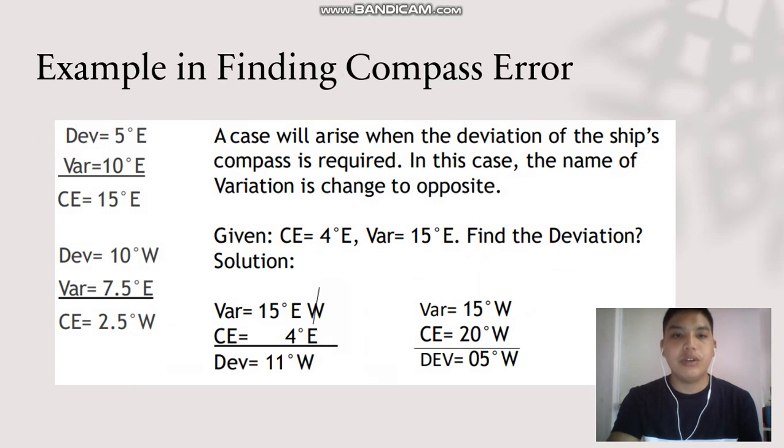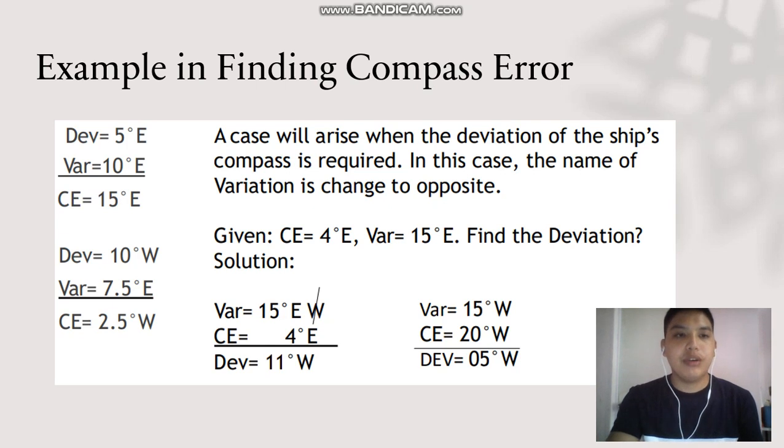Given that compass error is equal to 4 degrees east and the variation is equal to 15 degrees east, find the deviation. Solution: variation 15 degrees east, compass error 4 degrees east. So 4 degrees east minus 15 degrees east, the deviation is equal to 11 degrees west. To find the deviation again: variation equals 15 degrees west, CE is equal to 20 degrees west, the deviation is equal to 5 degrees west.